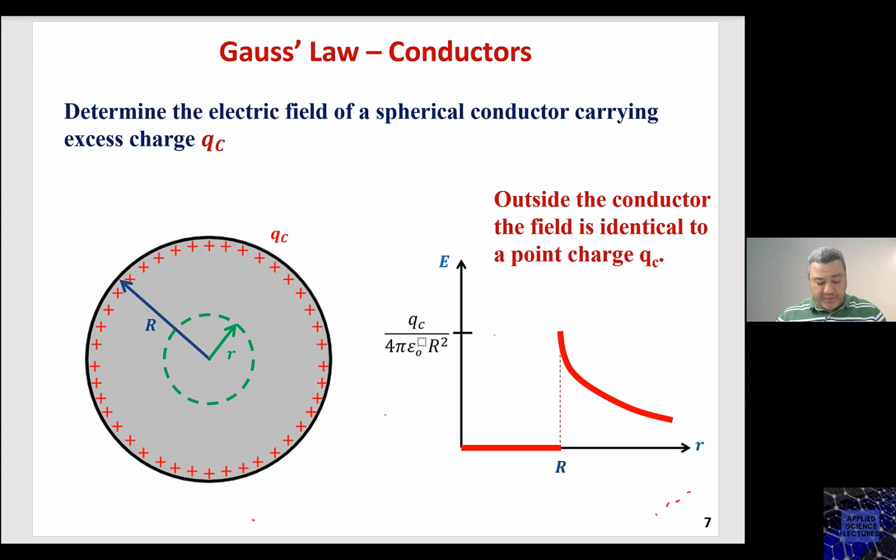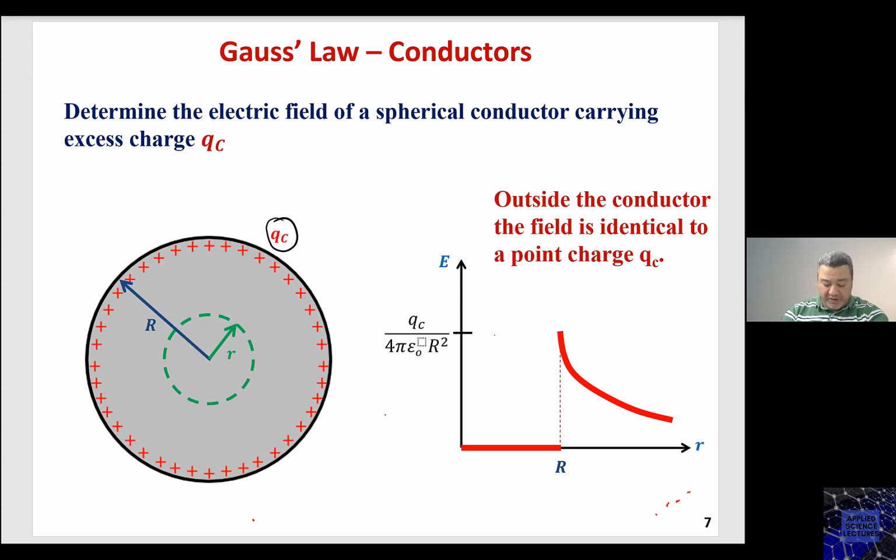Now let's look at applying Gauss's law on conductors. We have a spherical conductor. This spherical conductor is a solid conductor, where we introduced excess charges that equal QC to this conductor. What's going to happen now? Those charges are going to be distributed everywhere on the outer surface of this spherical conductor.